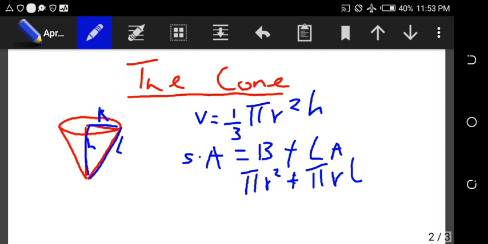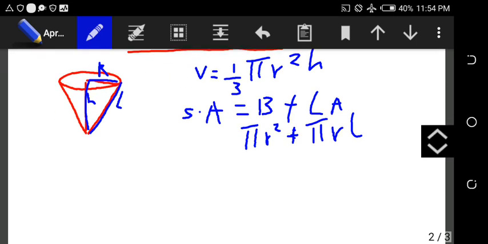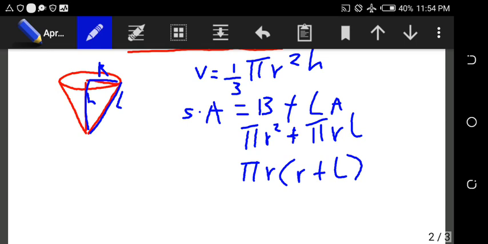The base area, which is pi r squared, representing the circular top of the cone, plus the area of the lateral side, which is given by pi r l, altogether gives us the formula pi r squared plus pi r l. Or if you want to simplify further, because they have pi r in common, we have pi r (r plus l). So this formula serves as the surface area of a cone.